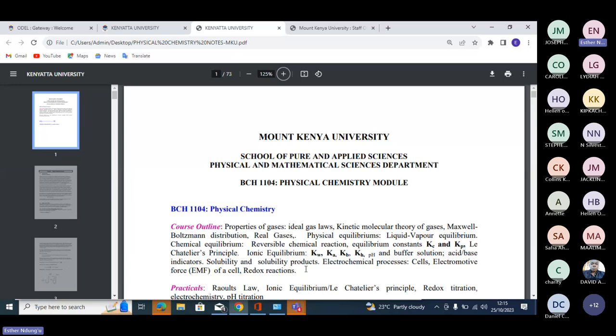Then we look at solubility and solubility products. Then we have electrochemical processes. These are the cells, the galvanic cell, EMF. Basically what we learned in high school, especially the electrochemistry, because physical chemistry one is just an introduction unit to physical chemistry. So you'll find that most of the things, you have already encountered them in high school.